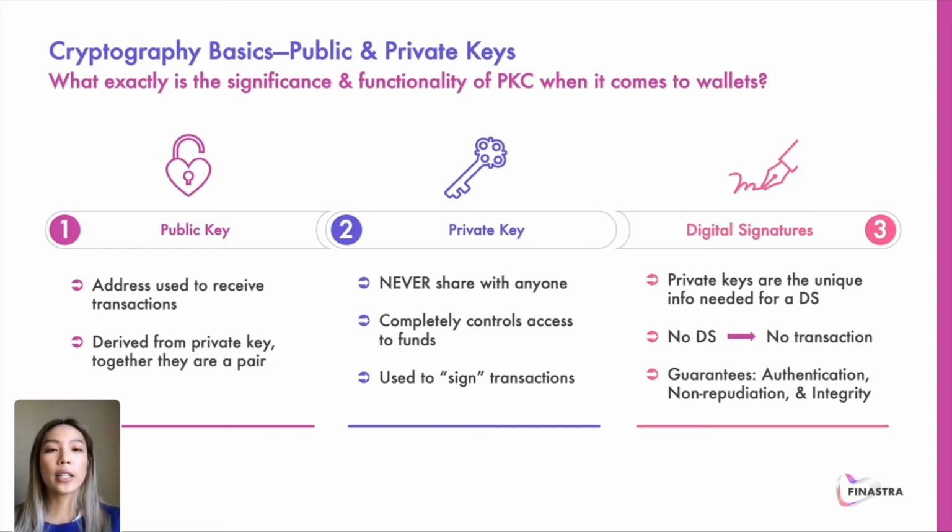Number 1 is authentication, which means that this transaction must have been created by the authorized user. Number 2 is non-repudiation, which means that this user cannot ever deny having signed the transaction. And number 3 is integrity, which means that this transaction and its contents were not altered in transit. If there is no valid digital signature, then the blockchain will not honor the transaction.